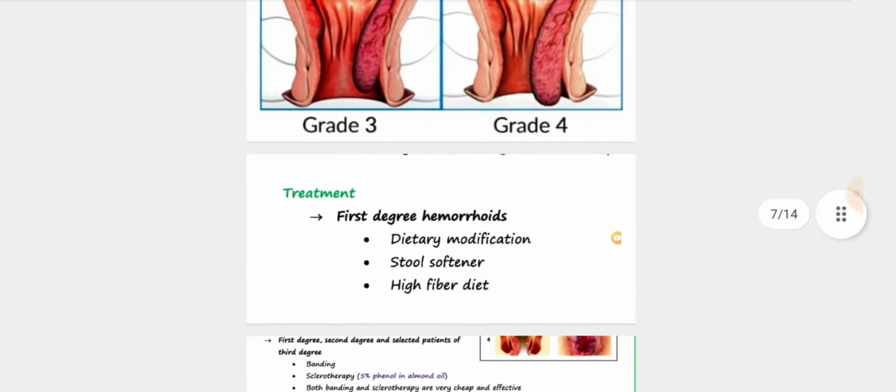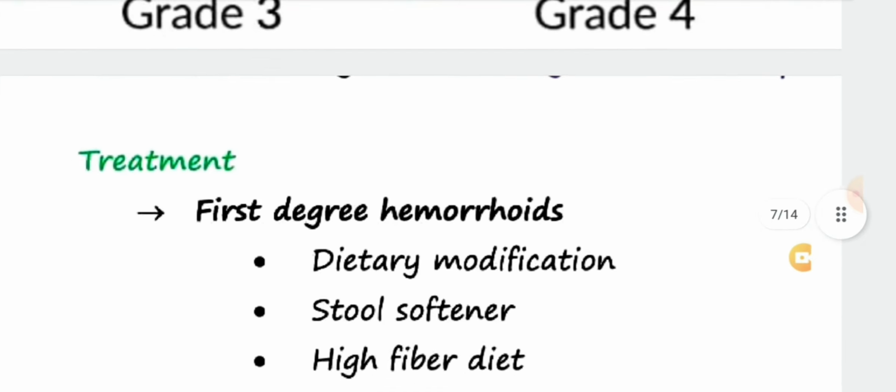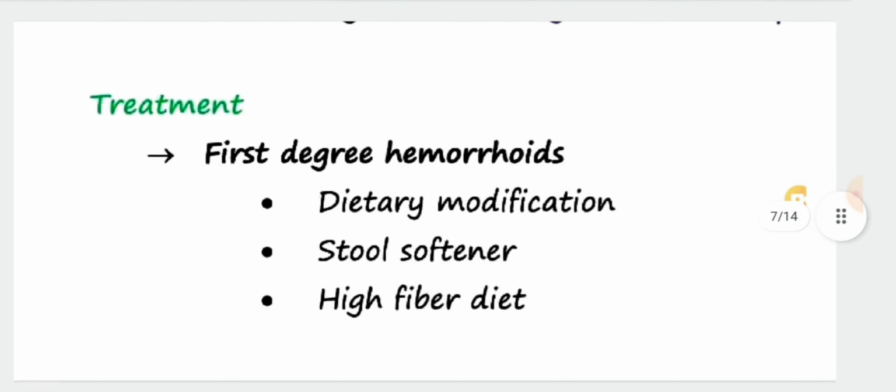Now treatment. The treatment of first degree hemorrhoids is basically dietary modification. We have to modify the diet, increase the water intake, advise a stool softener, and advise a high fiber diet, which results in stool softening and less straining at stool.